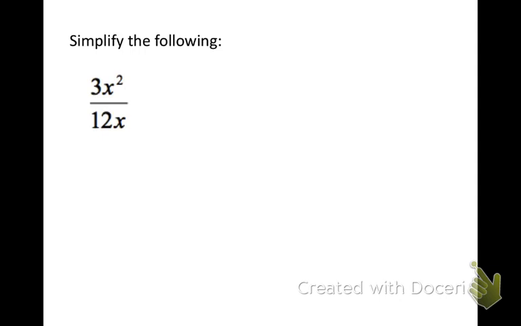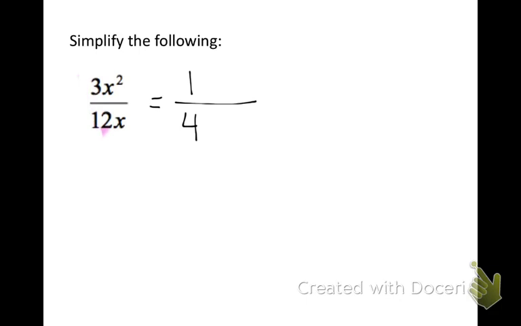You should first focus on the coefficients here. So we need to simplify 3 over 12. I'm trying to think of a number that divides both 3 and 12, and that would be 3. So if I divide 3 by 3, I get 1, and if I divide 12 by 3, I get 4.